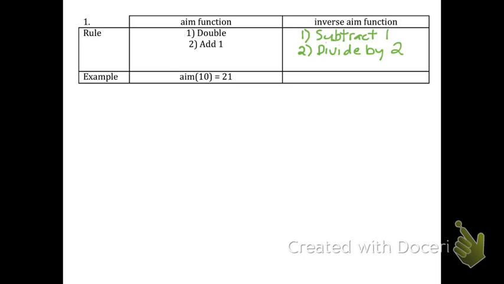Then I'll do an example of the aim function. I'm just going to use the same pair of numbers, the 10 and 21 that was in the example for the aim function. I'm going to do the inverse aim function of 21, and then I'll subtract 1 from that, which will give me 20. I'll divide by 2, which will give me 10, exact opposite of the aim function.